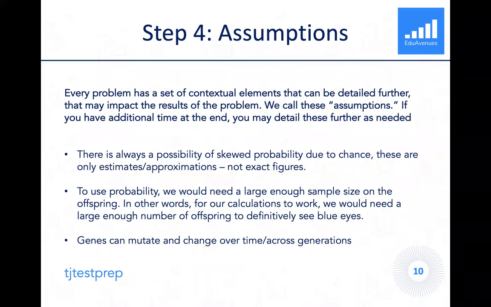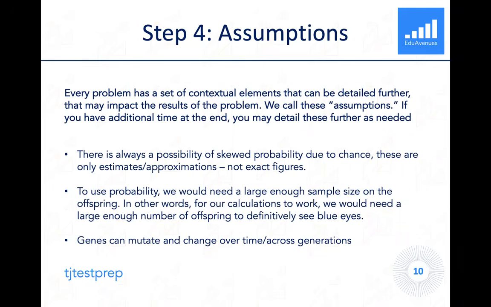So every problem has a set of contextual elements that can be detailed further that may impact the results of the problem. We call these assumptions. If you end up with some additional time at the end, in addition to checking over your work, you can detail these further. So one big assumption that we can talk about here is that there's always the possibility of a skewed probability due to chance, right? These numbers that we computed are only estimates and approximations.